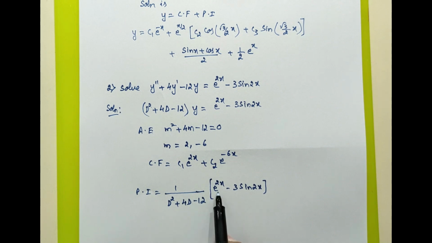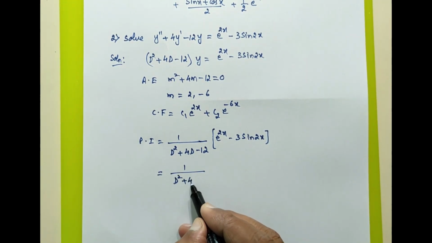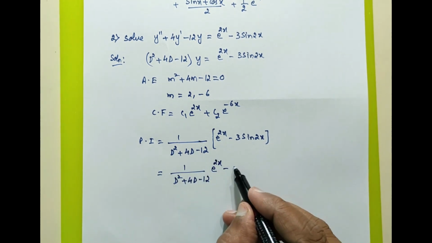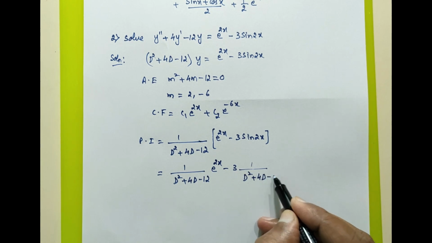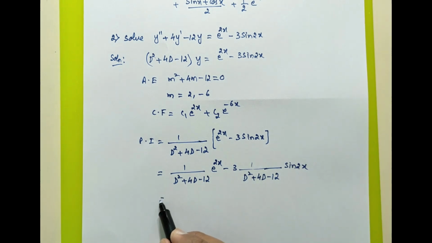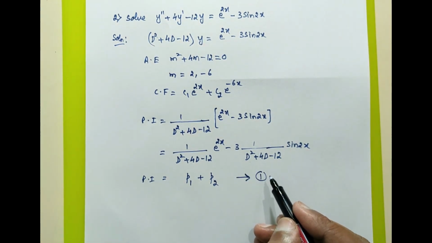Now multiply this operator with e^(2x) as well as with 3 sin 2x. So we have 1 by (D² + 4D - 12) multiplied by e^(2x) minus 3 times 1 by (D² + 4D - 12) multiplied by sin 2x. The first term I can take as P1, the second term I'll take as P2. So I need to find the particular integral, which is P1 and P2. Let us take this as equation number 1.